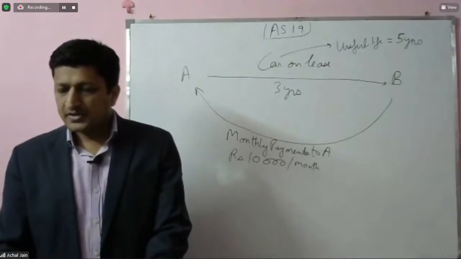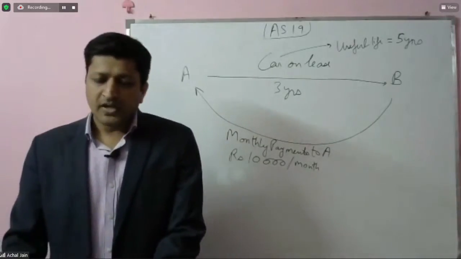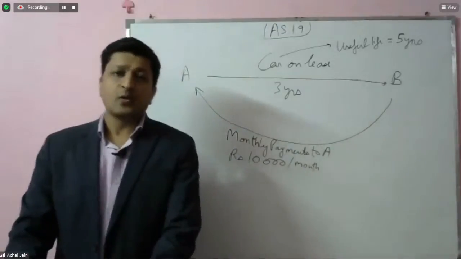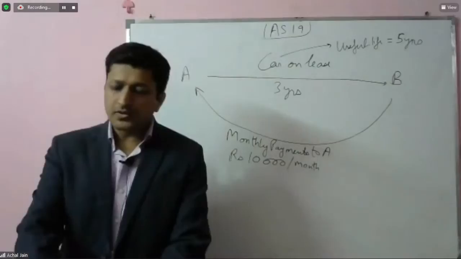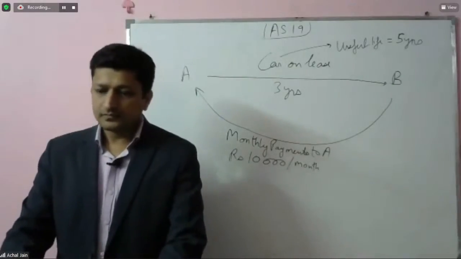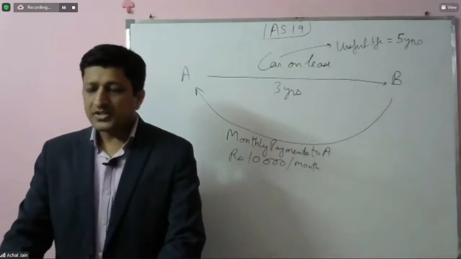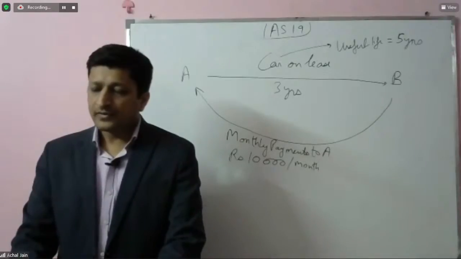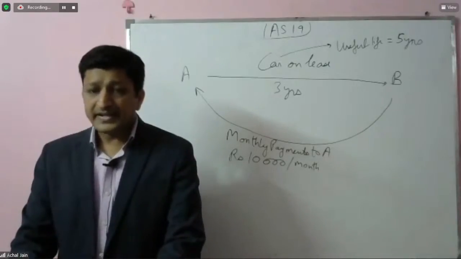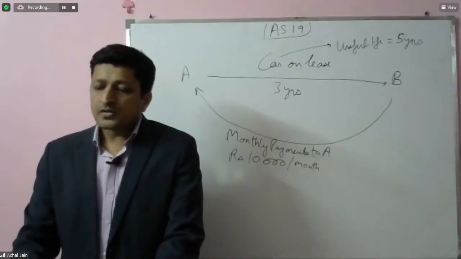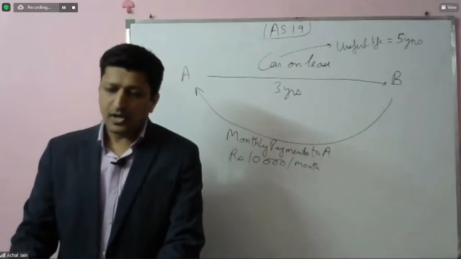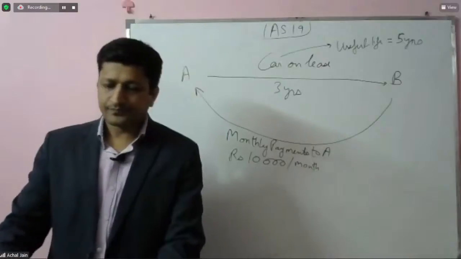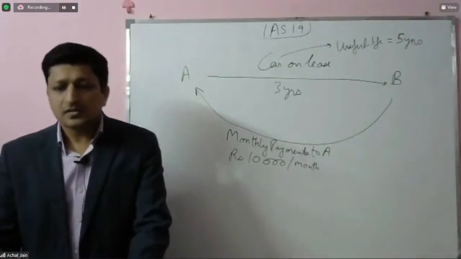Ashit is saying, sir, it's an operating lease because its useful life is still left. Okay, what about others? Manish is saying operating lease, I think, because it doesn't cover substantial life. Okay. What about others?